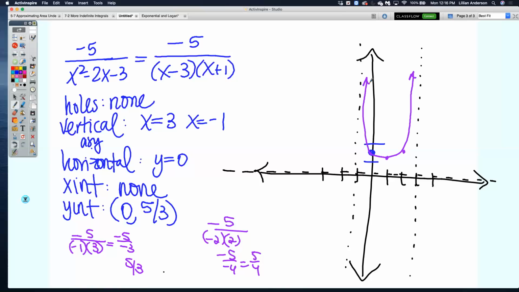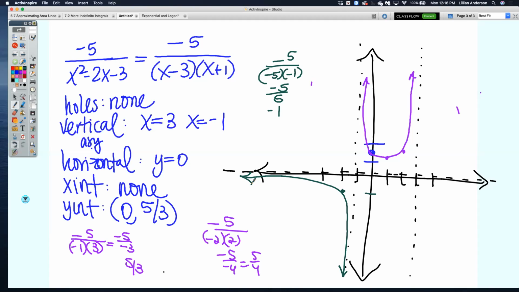I'm also going to need some additional points because I need to know what happens over here as well as over here. What's a point I can plug in that's on the left side of -1? -2. If I plug in -2, that'll give me -5 for -1. So that'll be -2, -1. That one point alone tells me that this curve is in the bottom left, and plugging in more points will show that.